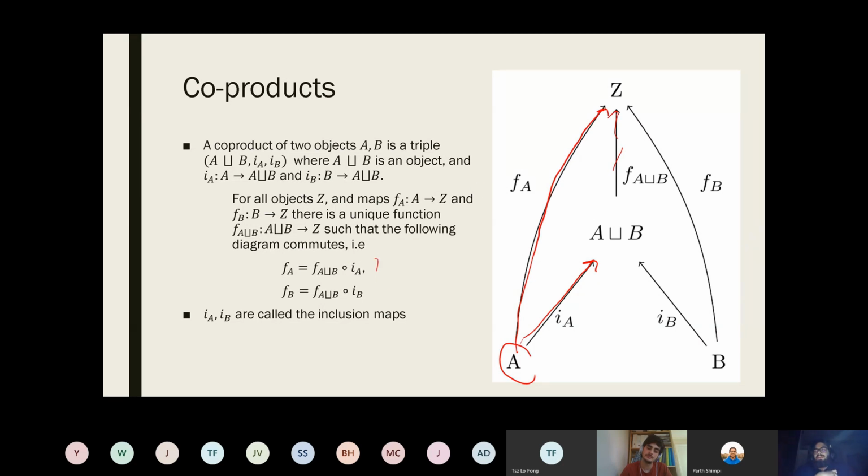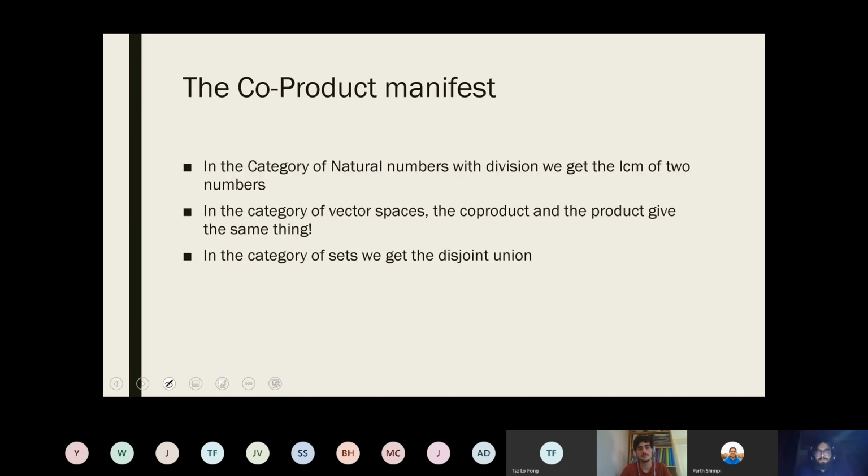This gives you the opposite notion, as in for every object Z and structure going into Z, A coproduct B captures all of the structure that you can put into Z from A and B. This is literally just the same diagram as the previous one, but reversed.